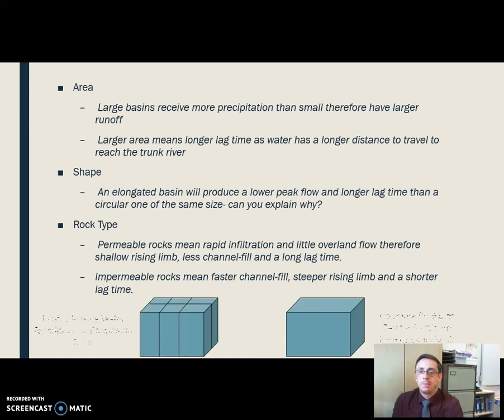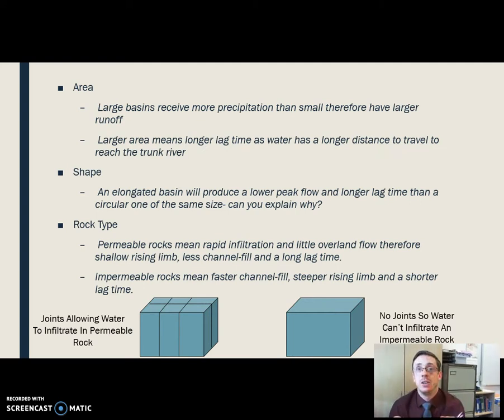Now, rock type, we've got two basic things we look at. We look at permeability. How easy is it for water to penetrate the rock? So if a rock is very permeable, it's something like limestone, for instance, where there's lots of cracks and joints in the rock. It means that the water gets through it very, very quickly. You get rapid infiltration and very, very little overland flow. Now what this means is that lag time is going to increase because it's going to take the water longer to travel through the rock than it would for it to travel across the top of it.